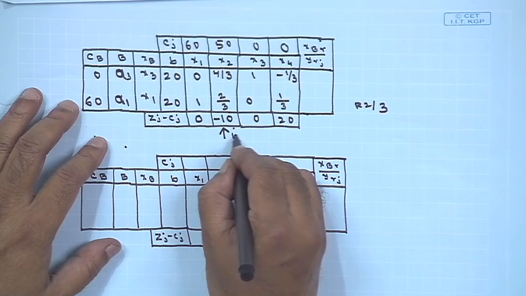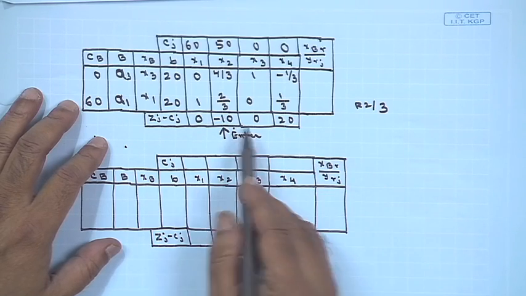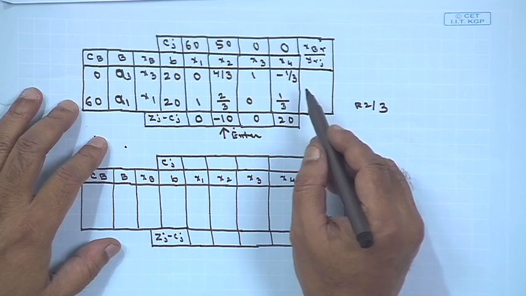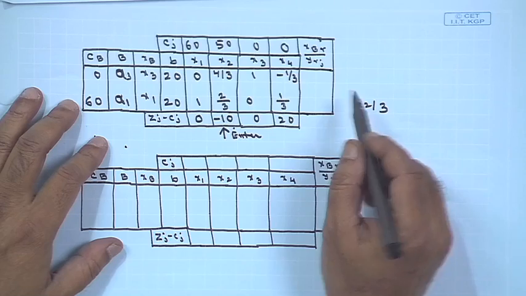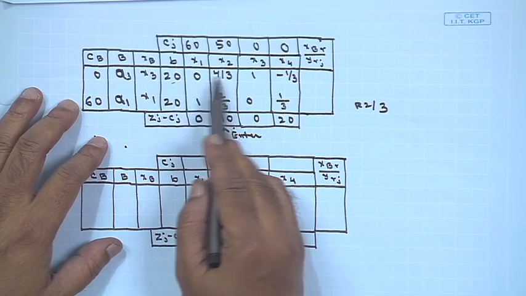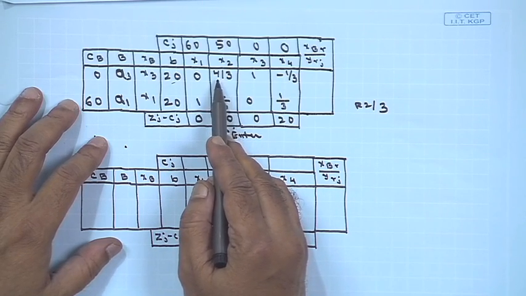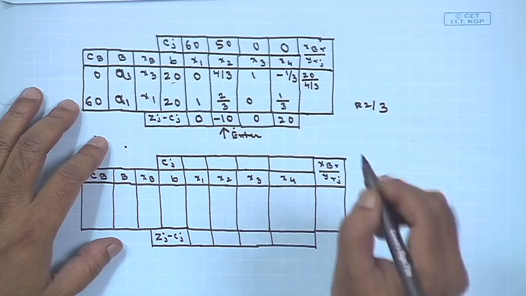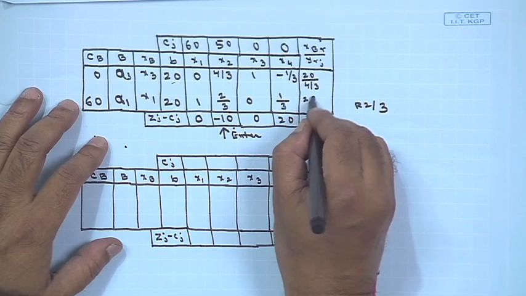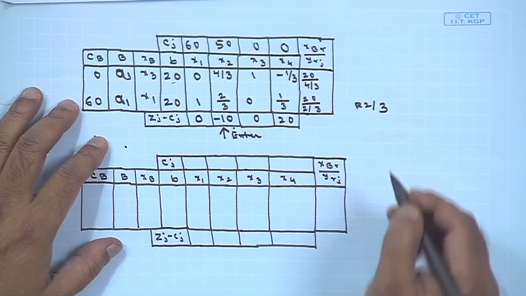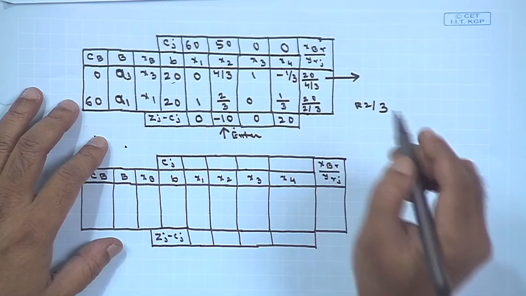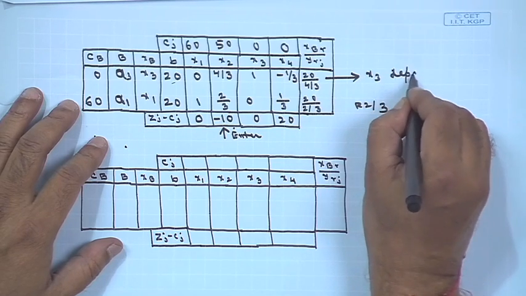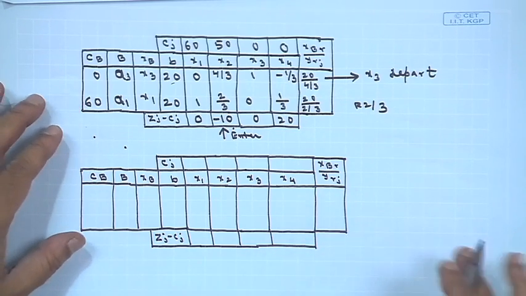So, this vector x2 now will enter into the basis. Now, you have to calculate which vector will go out. For that one, b divided by this x2, this I have to use. So, here you will get 20 divided by 4 by 3, and in this case you will obtain 20 divided by 2 by 3. The minimum value you will obtain here. So, therefore, your x3 will depart. So, in the next table your x3 will depart.